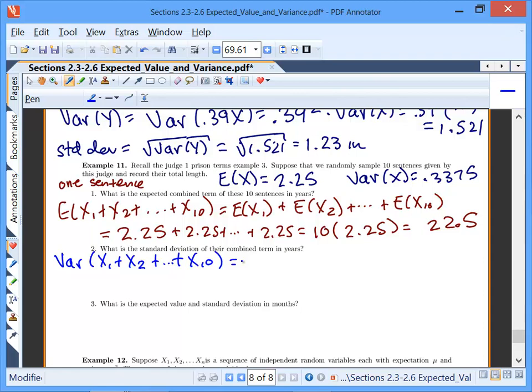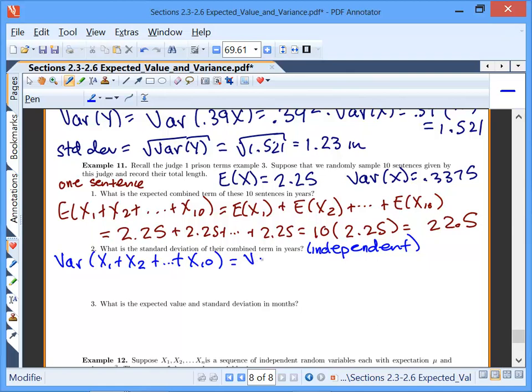Now, I didn't specifically say that these were independent. But as long as you didn't have a couple people going in together that we sampled, since we're randomly sampling, we should get people that were non-associated with each other. So we can assume that these are going to be independent without getting in too much trouble. If we're randomly sampling people, these people should be independent of each other.